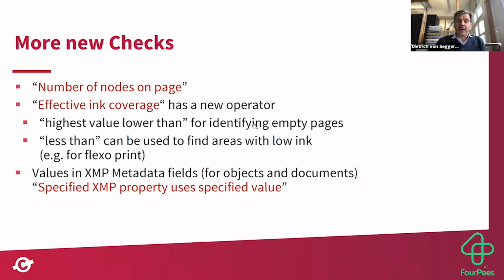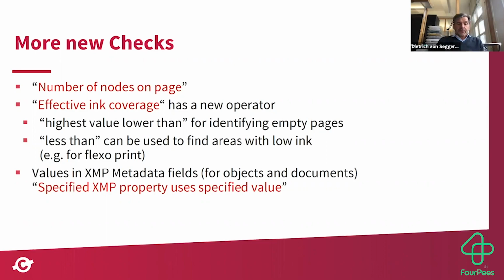So if you want to identify empty pages, you use the operator highest value lower than, and then you get the highest value. And if that highest value is lower than 0 or exactly 0, then you don't have any ink on that page. And if you use less than, any empty area, so 0%, will be ignored, but only ink between, so higher than 0 but less than your threshold, let's say 10%, is identified. Does it make sense?